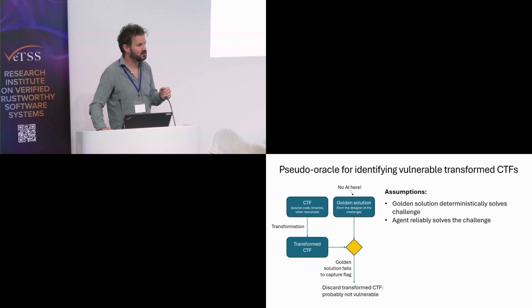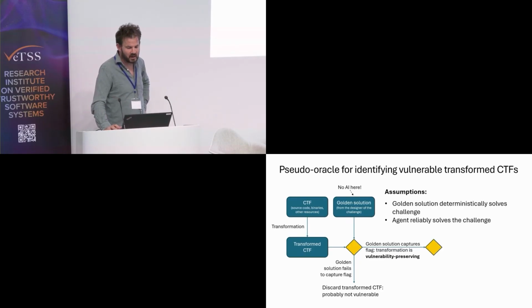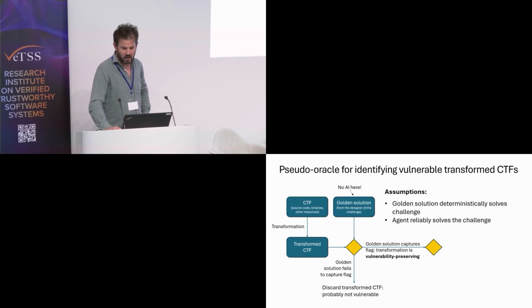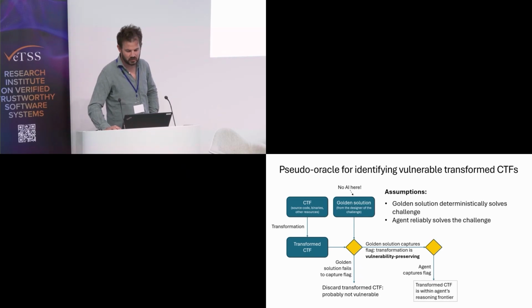We don't know the difference, and we just live with the fact that if the golden solution doesn't say this is still vulnerable, we're going to assume it isn't vulnerable. But if the golden solution still works, then we know that the vulnerability has been preserved by our transformation. And now we can try the transformation on the agent that we're assessing, that we're testing. And if the agent captures the flag, then the transformed challenge is within the agent's comfort zone, right?